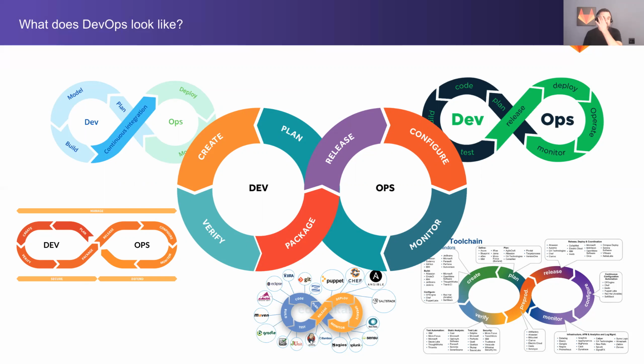So I started to ask myself, what is that right to left flow? I get the left to right flow. I get that you code and you test and you deploy, but what's the right to left flow? And what I noticed is that in all of these, including GitLab's, the right to left flow goes from monitor to plan, monitor to plan, monitor to plan.